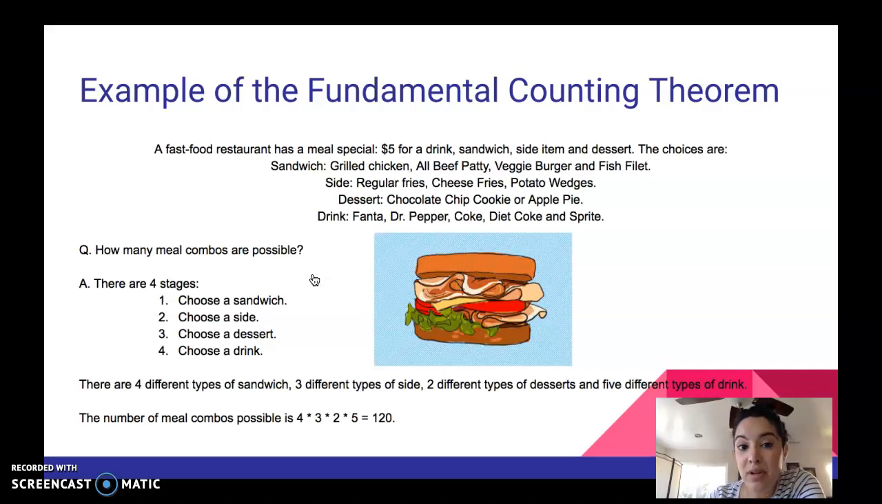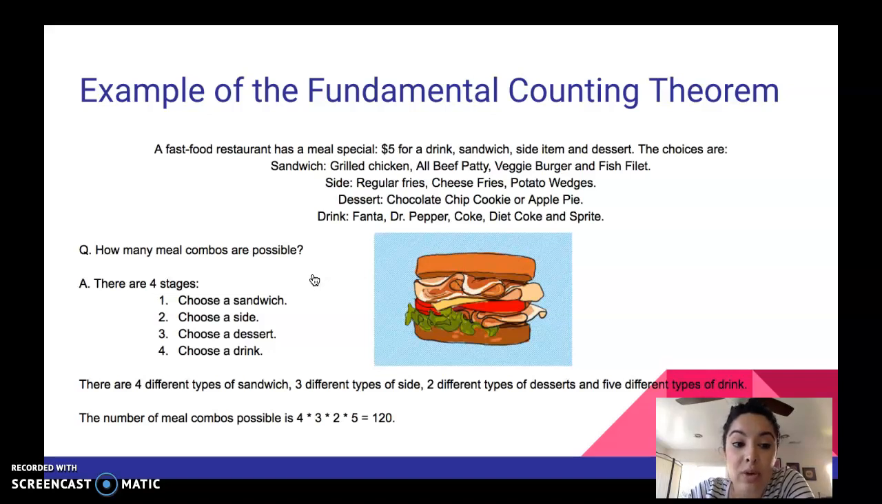So here's an example of what the fundamental counting theorem is. Let's say we have a fast food restaurant, and for $5, you have to choose a drink, a sandwich, a side item, and dessert. So $5, you get all of that, which is awesome. That's an awesome meal. For your choices for sandwich, you can choose grilled chicken, a beef patty, veggie burger, or a fish fillet. For your side, you can choose regular fries, cheese fries, or potato wedges. For dessert, you have chocolate chip cookie or an apple pie. And as a drink, you can choose Fanta, Dr Pepper, Coke, Diet Coke, or Sprite.